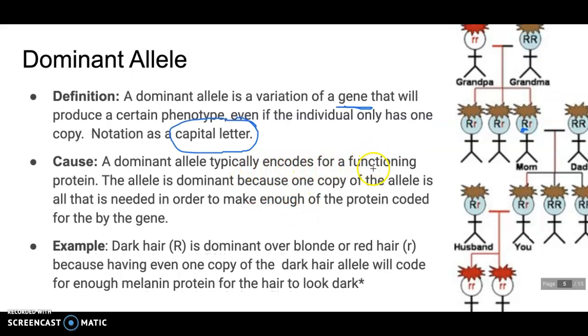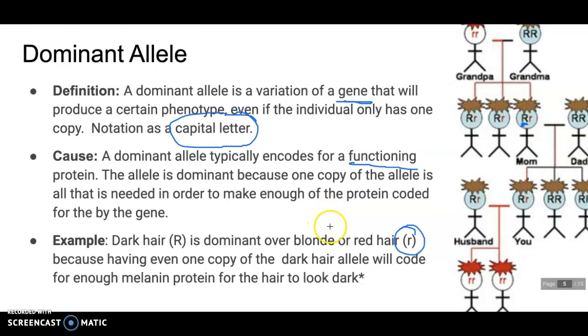A dominant allele is typically for a functioning protein, okay? The example of this is that darker hair is dominant over blonde or red hair, because having even one copy of the dark hair allele will code for enough protein to make the hair look dark. Again, if you have two copies of the recessive allele, then you're going to have maybe a protein that doesn't work quite as well. And if you get two copies of those, then you're not going to get the colored protein in there.